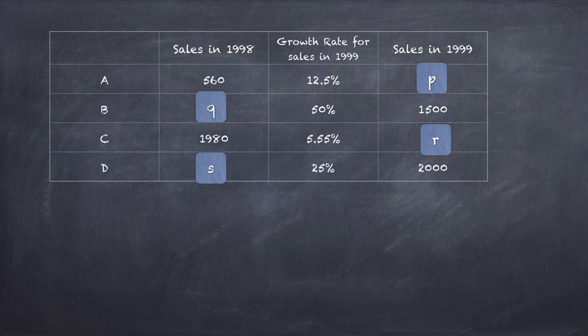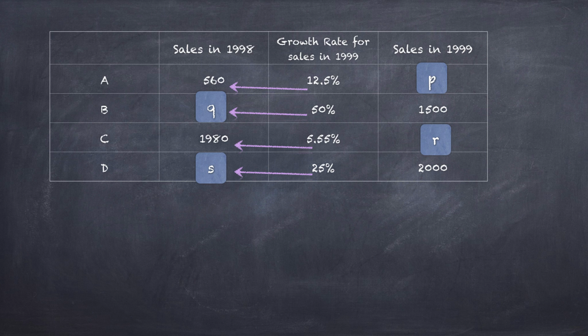as S. Next, a very important idea that you need to understand is that this growth rate is a percentage operator. Percentage data is always given in reference to a base. It is always working on a particular base. So what is the base for these percentages 12.5, 50, 5.55 and 25? The base for these rates is the year 1998, or the sales in the year 1998. So that should be very clear to you.